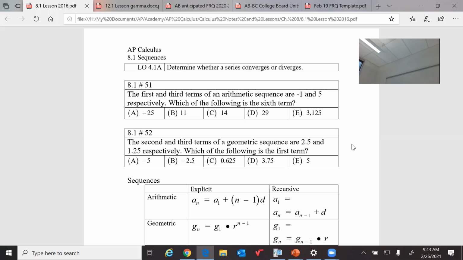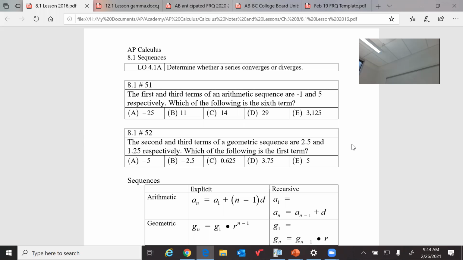So then you would say, okay, let's find the second term. They ask you for the sixth term. But if it's arithmetic, it's going up at a constant rate. So the difference between -1 and 5 is 6. Half of this distance would be 3. So this would be a 2. Then 3 less than -1 would be a -4. Then keep going up by 3: 8, 11, 14. The sixth term is 14.